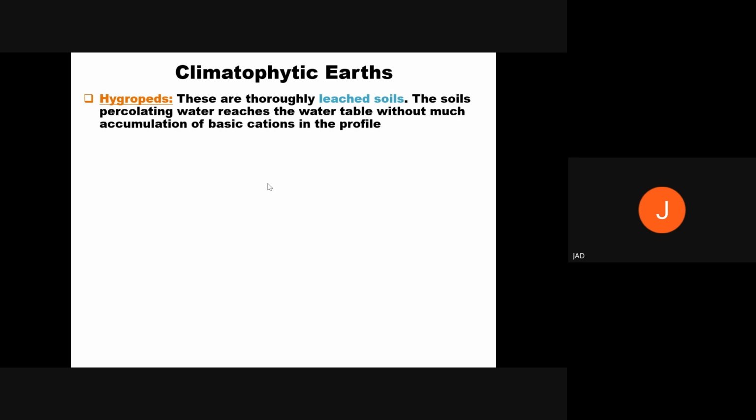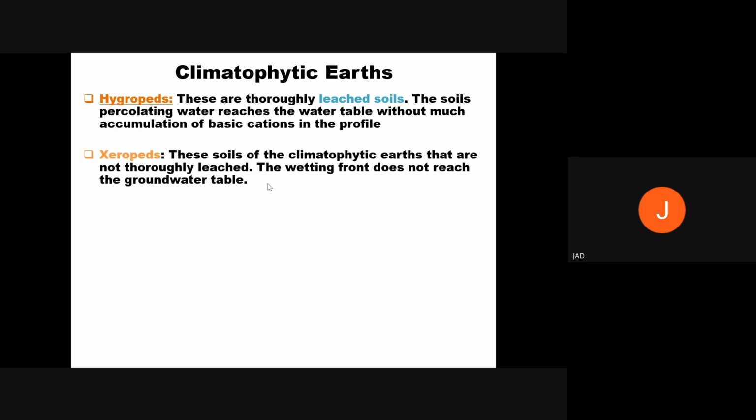So we have what we call, under this, if you take climatophytic earths, the first one we want to talk about is the agropeds. These are thoroughly leached soils. The soil is percolating water that reaches the water table without much accumulation of basic cations in the profile. So you realize that the influence of the water table in this type of soil is very, very paramount.